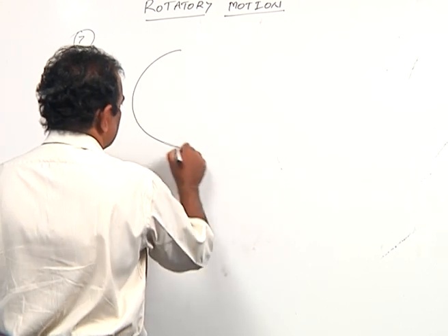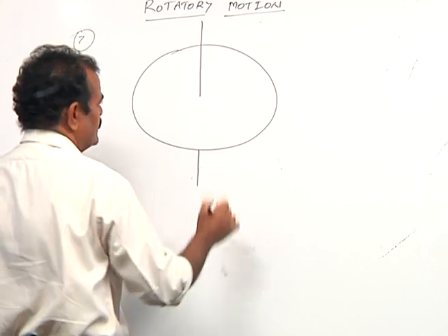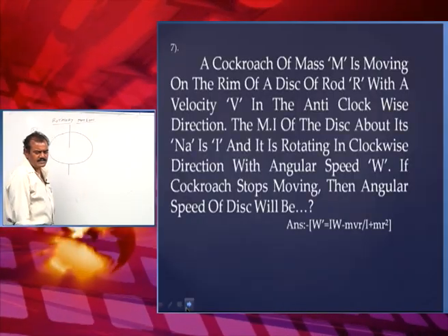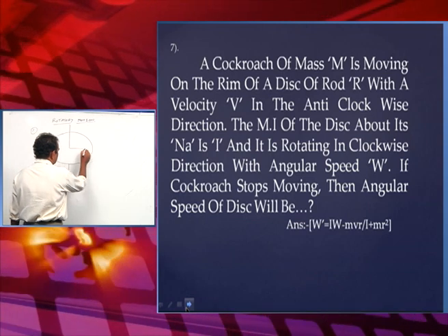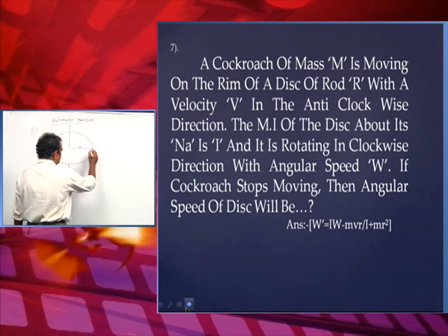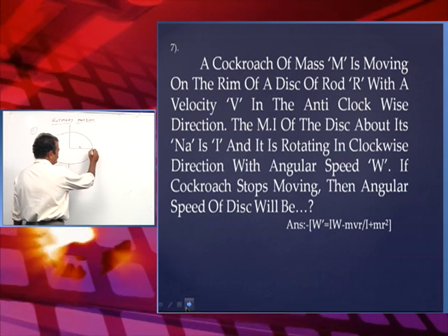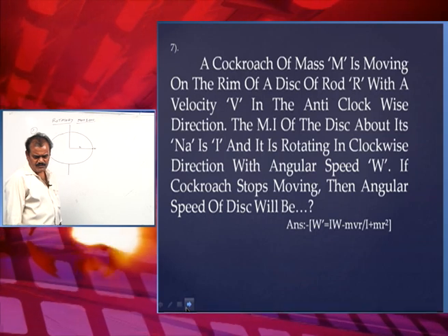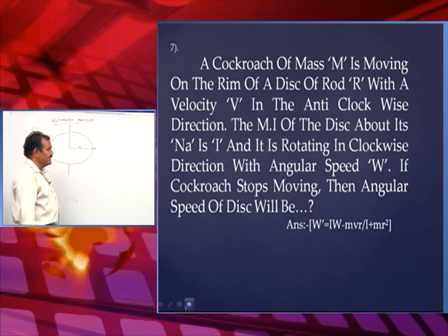So this is a disc and it is rotating about its natural axis. A cockroach of mass m is moving on the rim of a disc of radius r. So that's why r is taken here, a small r, and this cockroach has a small mass m. The cockroach is moving on the rim with a velocity v in anti-clockwise direction.